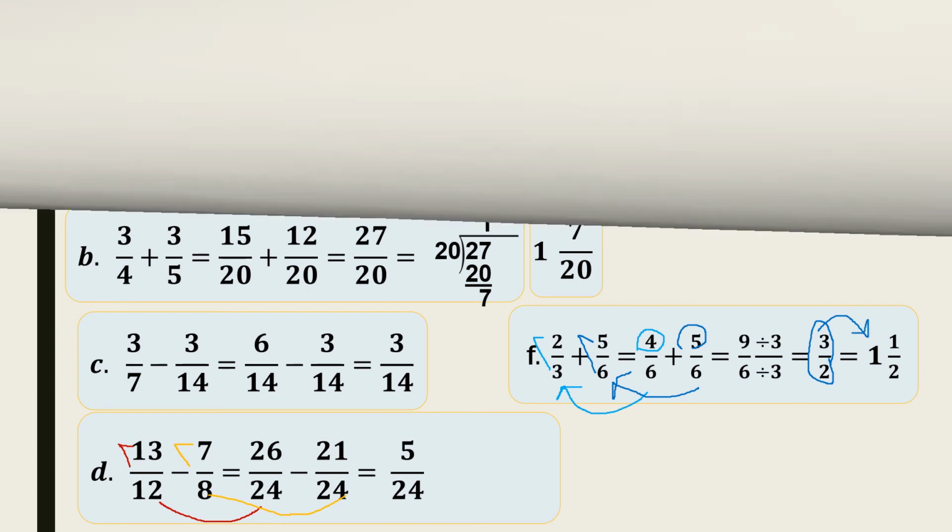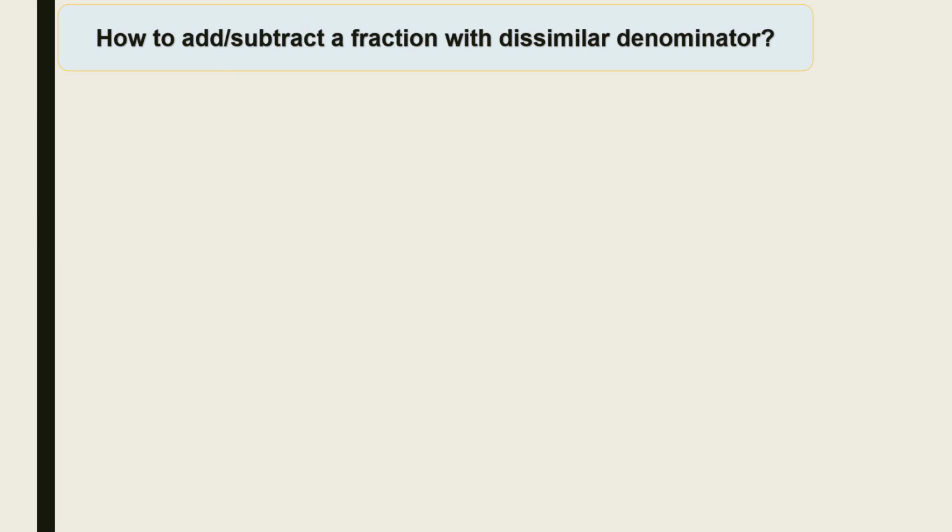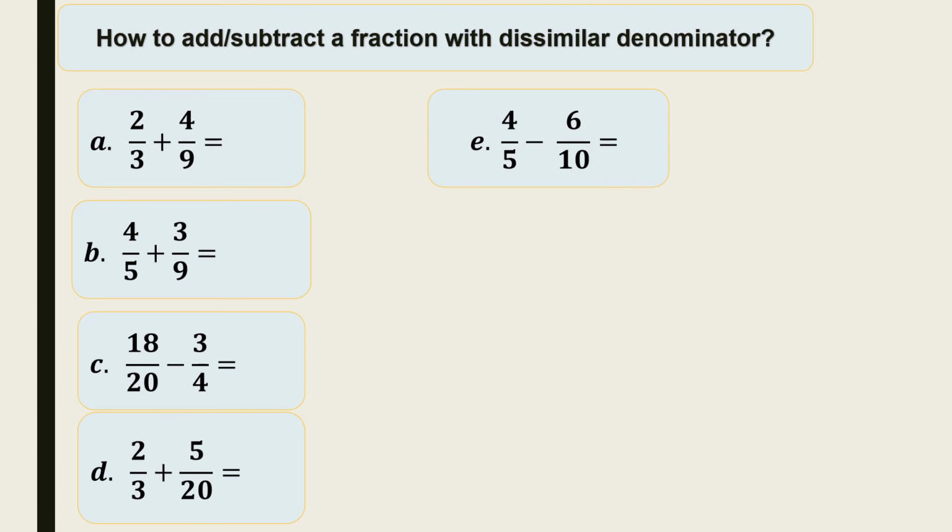So, exercise: while you are watching this, kindly answer these numbers so that you can try to know if you learned something.